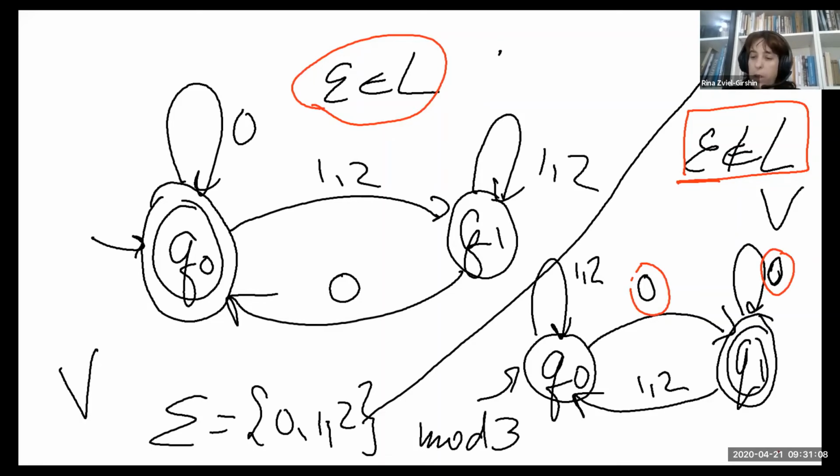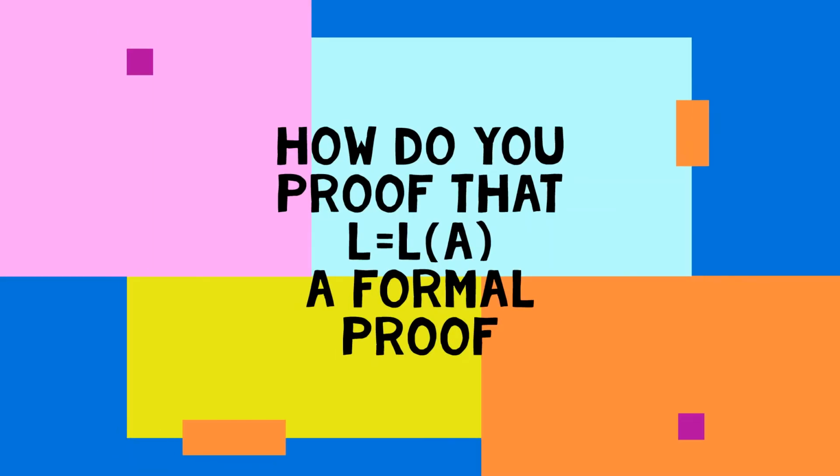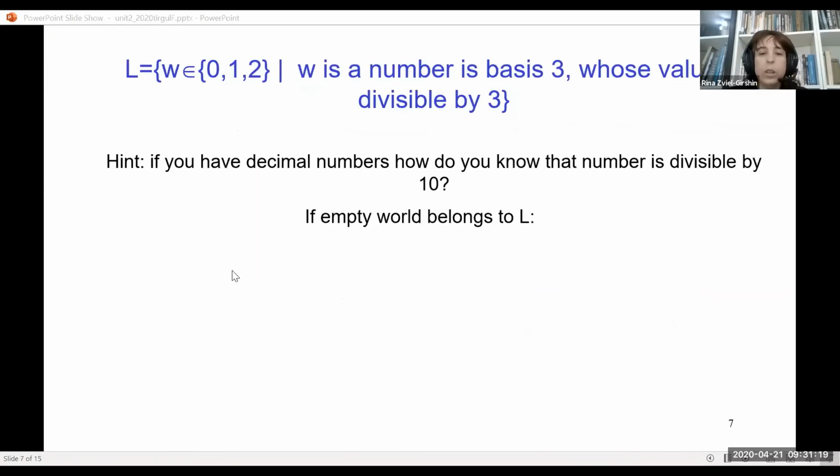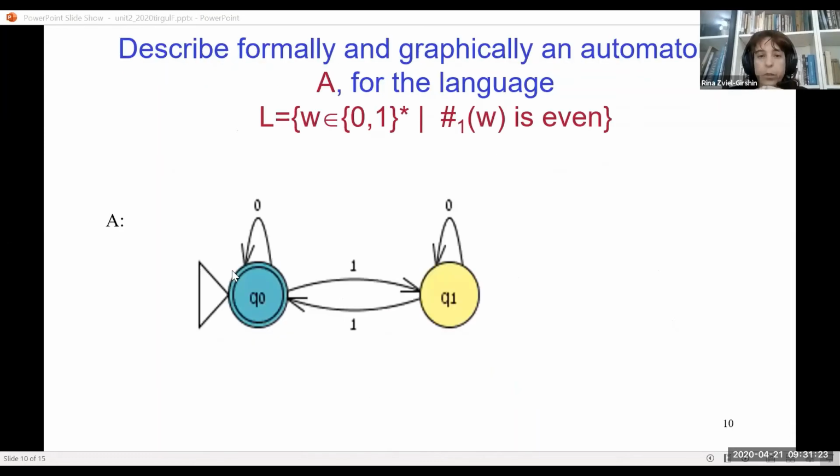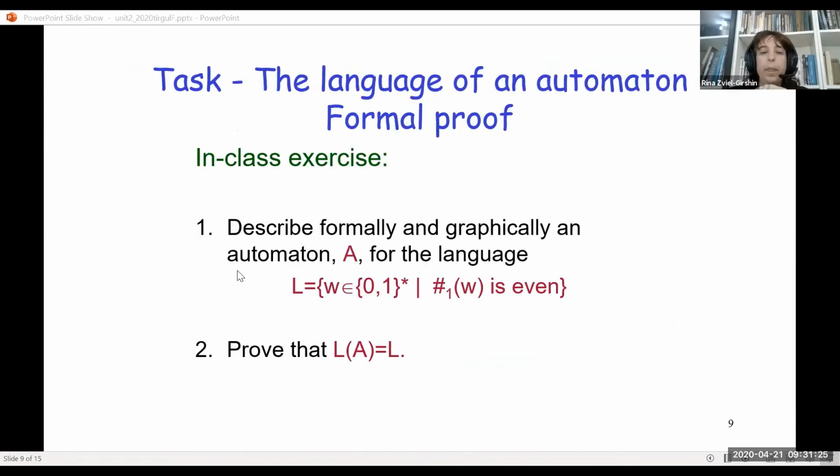Okay, if we finished with this one, now we move to the next question that we had. And wait, this is the solutions. I will publish it to you later. Okay. Now we have this task.